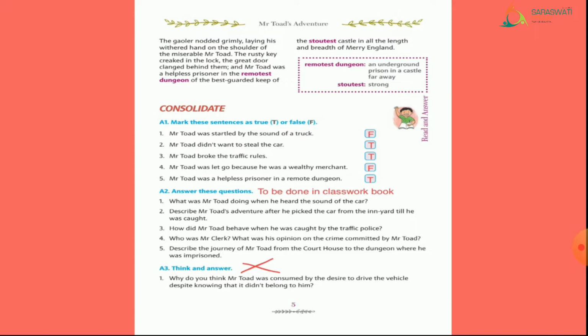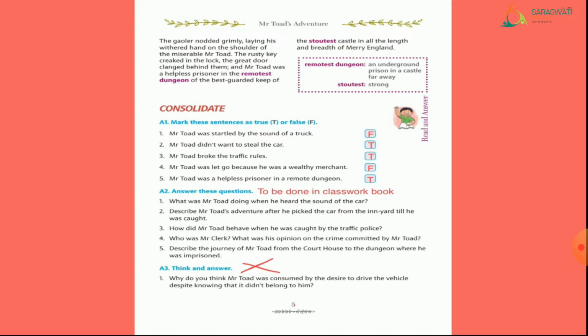Toad pulled the car out of the inn yard and drove away at great speed. He was neither conscious that he had done something wrong, nor aware of where he was heading. When he heard the police siren, he increased the speed further and tried to escape. But he was caught at the next turn of the road. So that was all till the time he was caught.